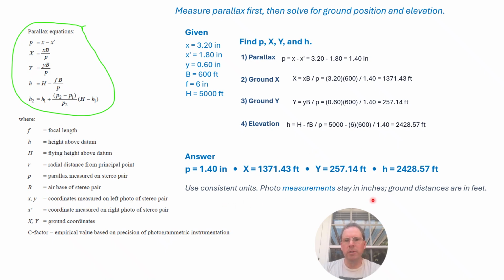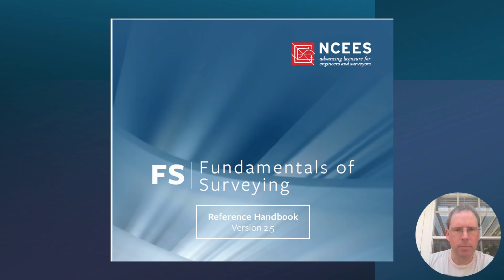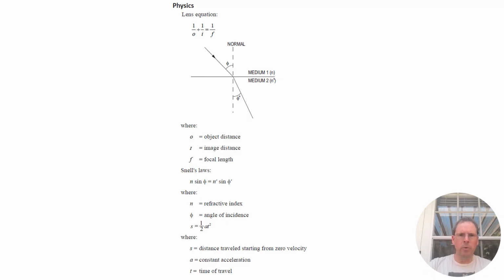You've got to make sure you use consistent units. Photo measurements stay in inches. Ground distances are in feet. I guess just something to watch out for in these equations. And let's take a look at the next set of equations that we have here. We get into the physics equations here.